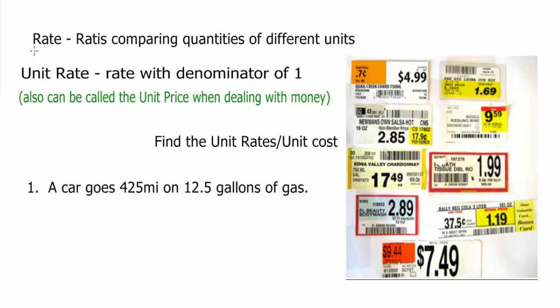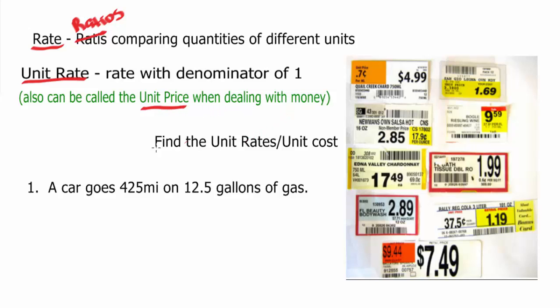So there's rate. Okay, this should say ratios. Whoopsie, typo. So a rate is a type of ratio. So ratios comparing quantities of different units, okay, which we'll get to in a minute. And then unit rate is a rate with a denominator of 1. It's also called unit price when we're dealing with money.